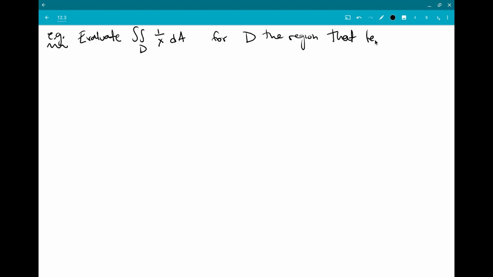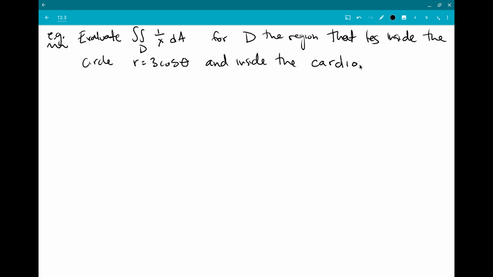And D is the region that lies inside the circle r equals 3 cosine theta, and inside the cardioid r equals 1 plus cosine theta. I wrote it extra neat so you can Google that word if you're curious about it.